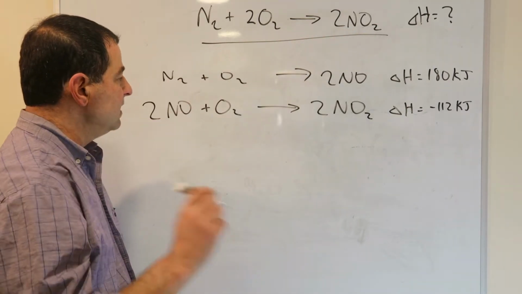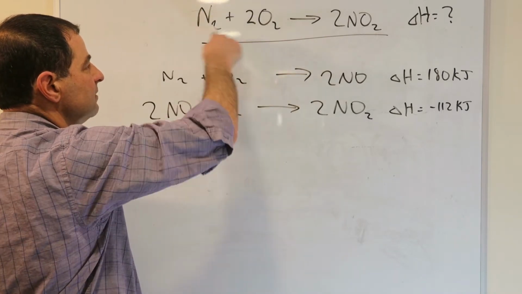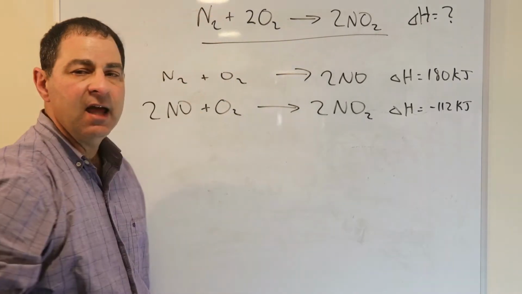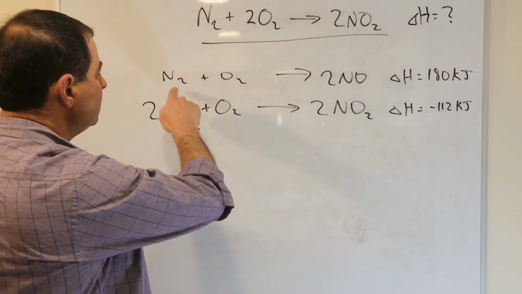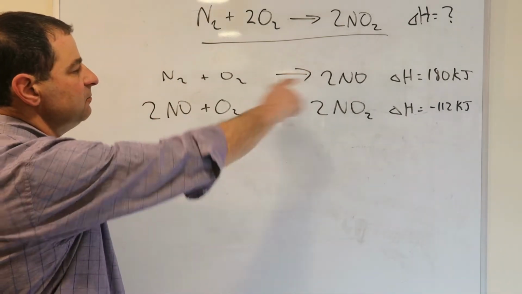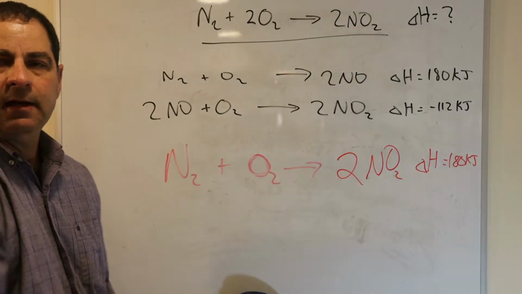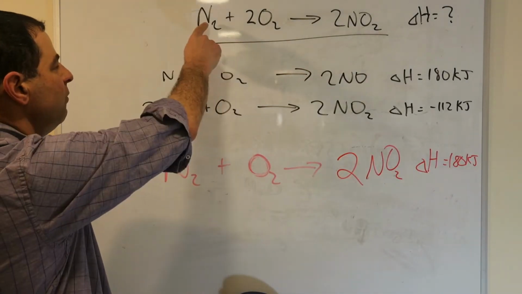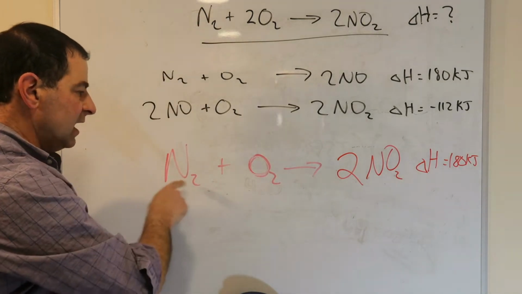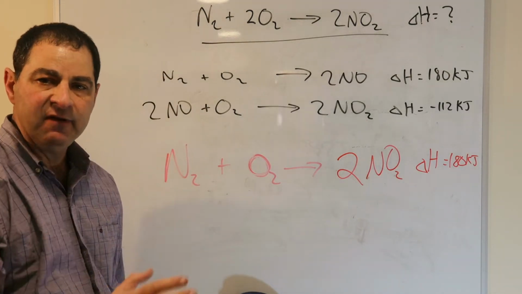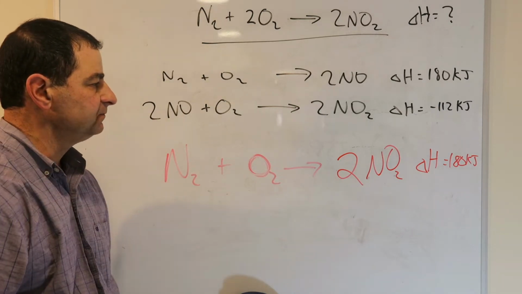So what I'm going to do is look and see, in my desired reaction, I need N2 as a reactant. I look at my reactions here. Oh, here's an N2. So I can go ahead and write this exactly as it is. Now I notice when I write this, I need one N2 in the net reaction. Here I have one N2, so I don't need to double it, I don't need to change the coefficients at all.